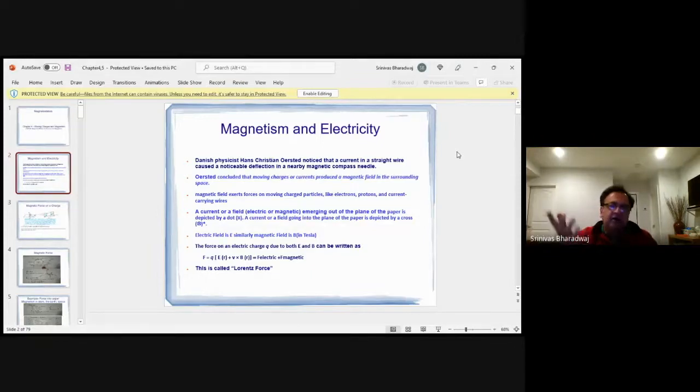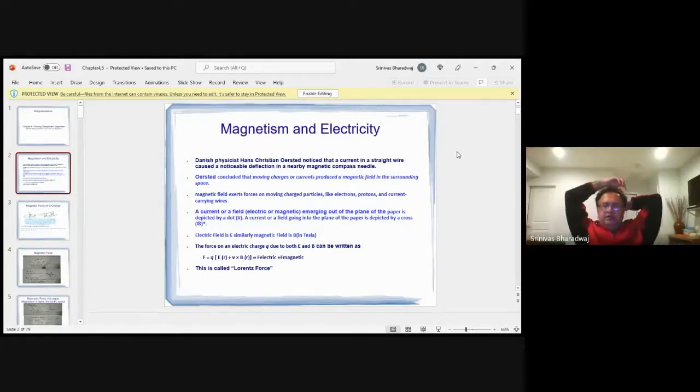An electric charge in an electric field experiences a force F equals EQ. You already know that from your electrostatics. But if it was moving, it also experiences a magnetic force, a force from the magnetic field. And what is the direction of that force? F is equal to Q times V cross B. So if you had only a moving electric charge in a magnetic field, you just have to deal with Q times V cross B, which is the force.